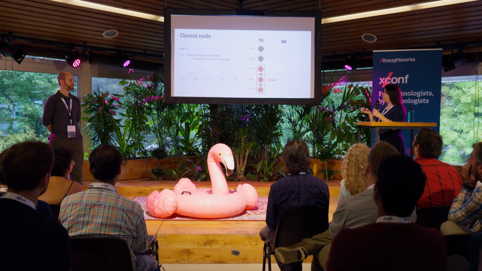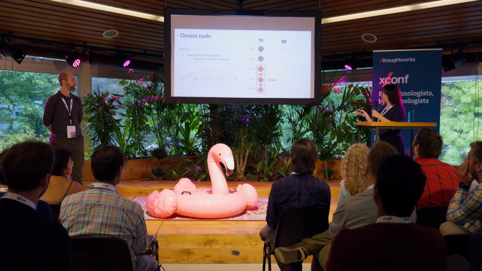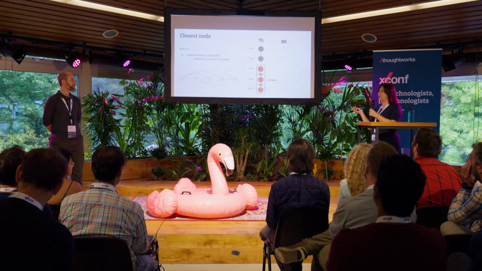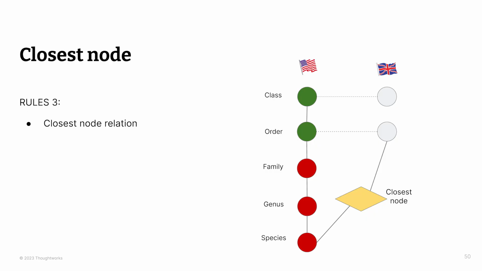So our rule is called the red path rule. It restricts the recursion to only the red nodes. The red path rule will create these little relationships between red nodes that you can traverse up, but there's no relationship from a red node the minute you get to a green node. So you're getting to basically the first match. And then the final rule just creates this relation from your input species. It connects it to the closest node, which is on the UK tree.